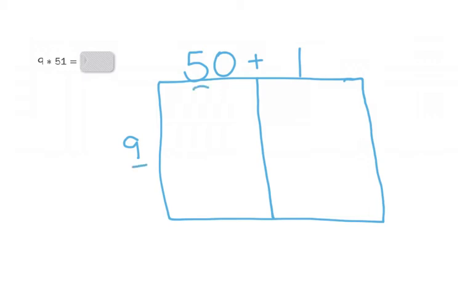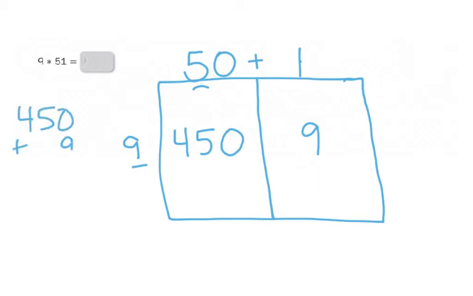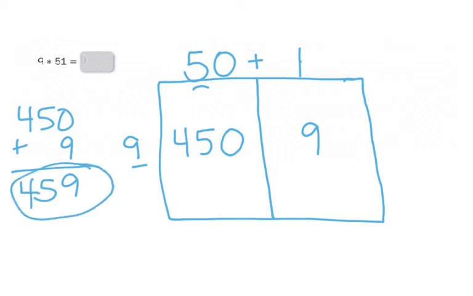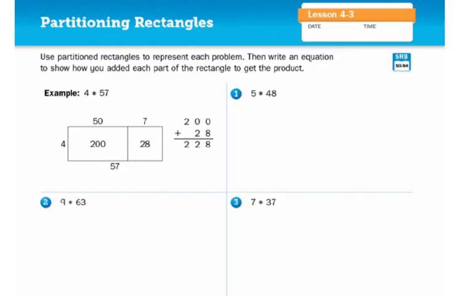9 times 5 is 45 with a 0 behind it. Then we take 9 times 1 is 9. All we have to do now is add those two together. This one you might just be able to do right in your head. 450 plus 9, 459. So that's what we're going to go ahead and practice in your math journal.